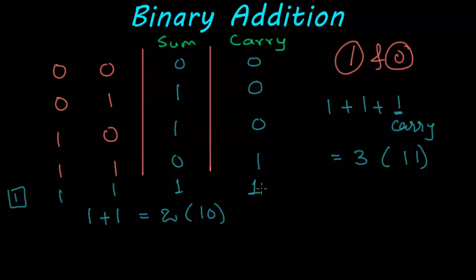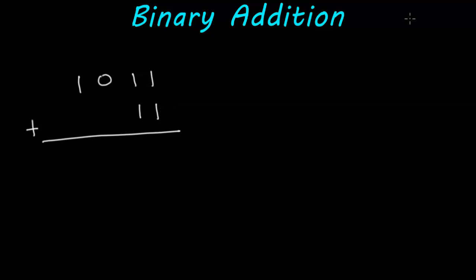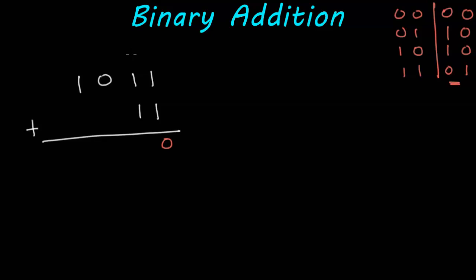Let's understand this better by solving a few questions. Let's take our very first sum as 1, 0, 1, 1 plus 1, 1. So when we add 1, 1, let me quickly write the rules over here again. 0, 0, 0, 1, 1, 0, 1, 1. We had sum as 0, carry as 0, sum as 1, carry as 0, sum as 1, carry as 0, sum as 0, carry as 1. So, looking at the rules on the right hand side, we have 1 plus 1, where the sum is equal to 0 and the carry is equal to 1.